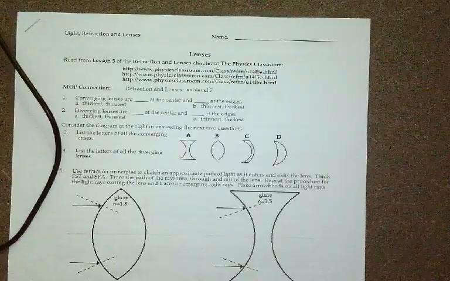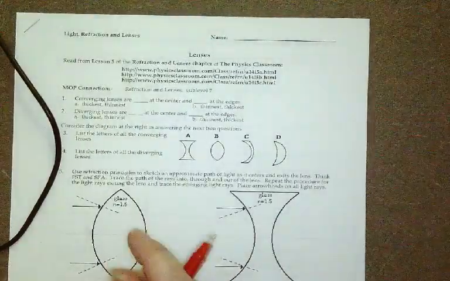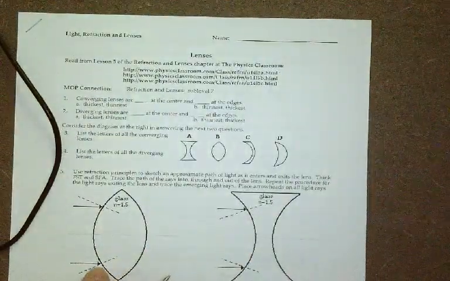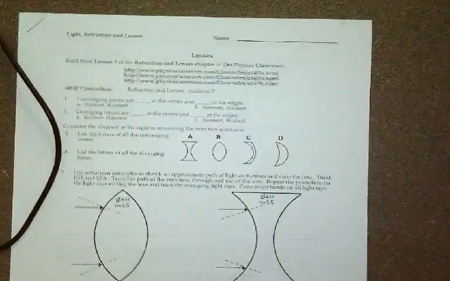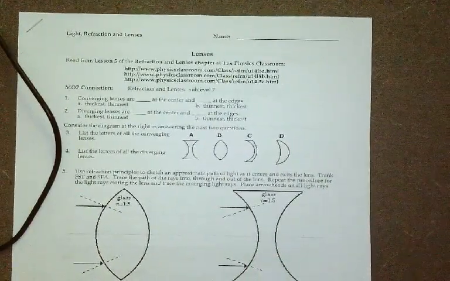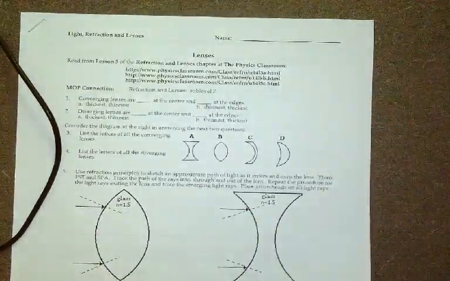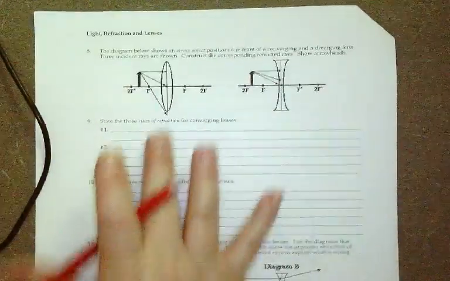Okay, so remember we talked about bending towards the normal. We talked about bending away from the normal. The one thing that this will not do is cross the normal boundary there, okay? So be careful with that. And then it asks you some questions about that down here. And then the back side is just a couple more questions about the ray diagrams.